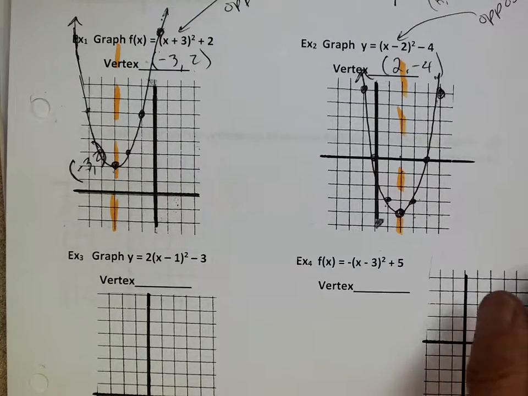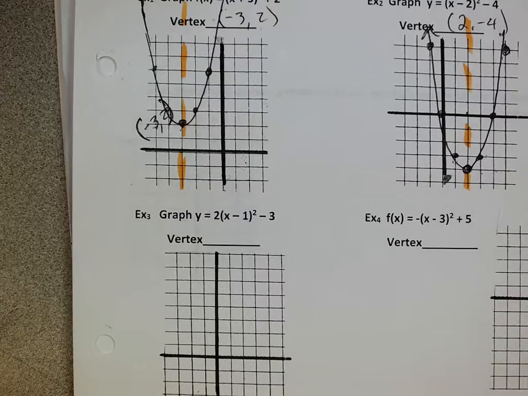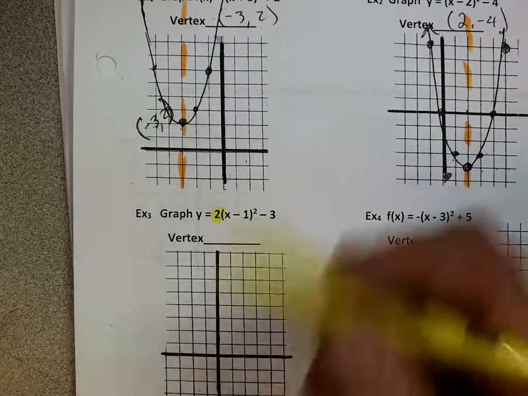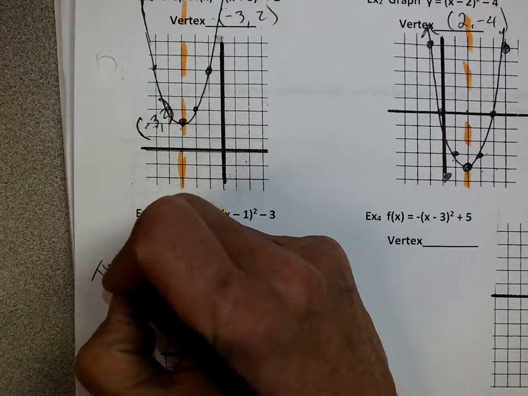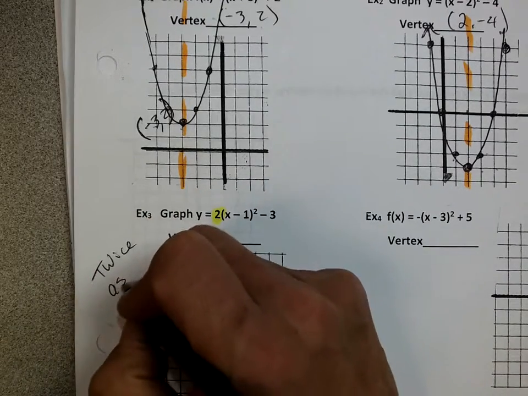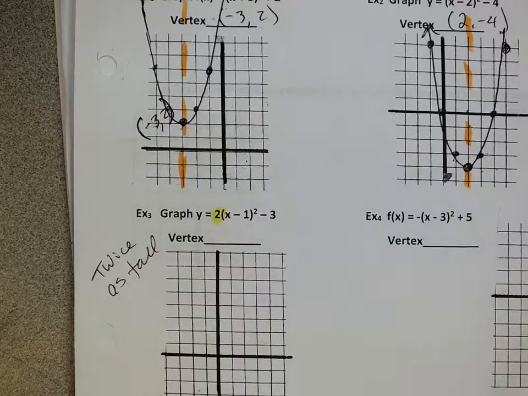Now, when we get to example 3, there's one thing different, and that is the 2, okay? Now, the 2 makes this one twice as tall. Write that down. Twice as tall. Okay, write that down. Now, it doesn't change the vertex. The vertex is still the same. The only difference is it's going to be twice as tall.